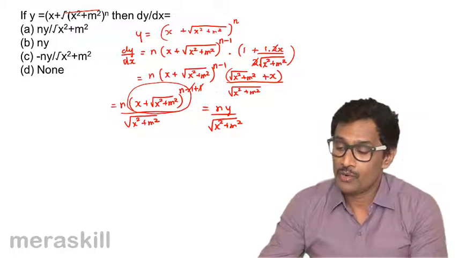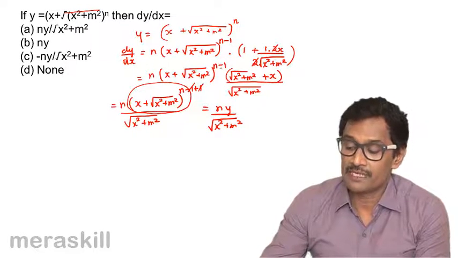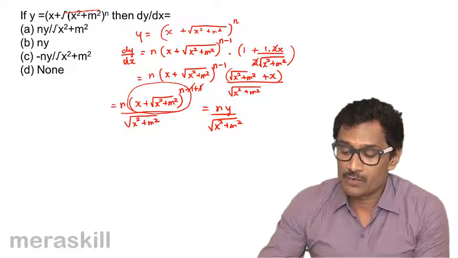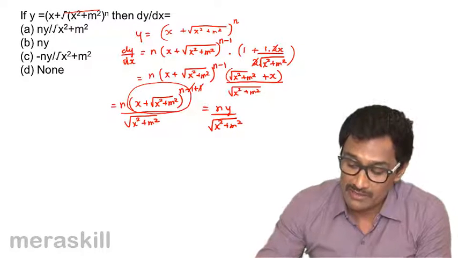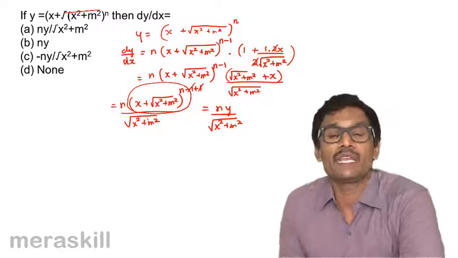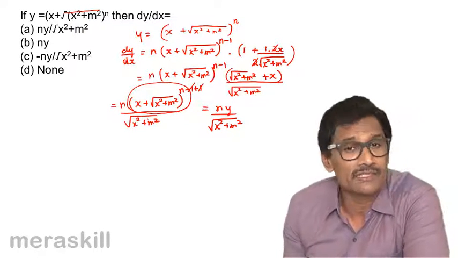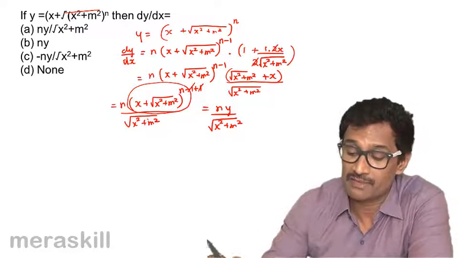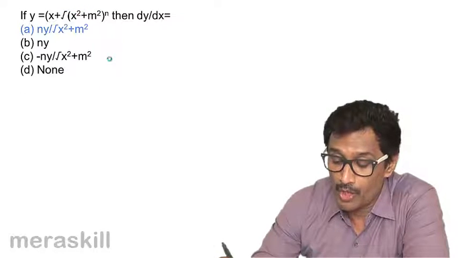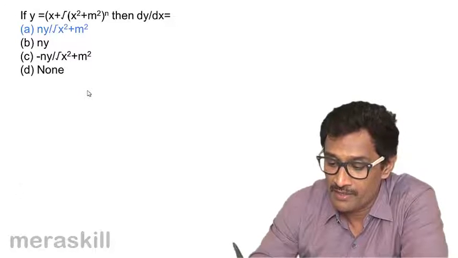So you just see how when you take the LCM, the function itself repeats itself, and you add it up to this, you get n minus 1 plus 1. So it's x plus root x square plus m square raised to n, but this alone is y. So it's ny upon root x square plus m square. We'll come across many cases while finding the derivative where one of the terms could be the function itself. You might get it, especially when you're dealing with powers which are non-integral numbers.